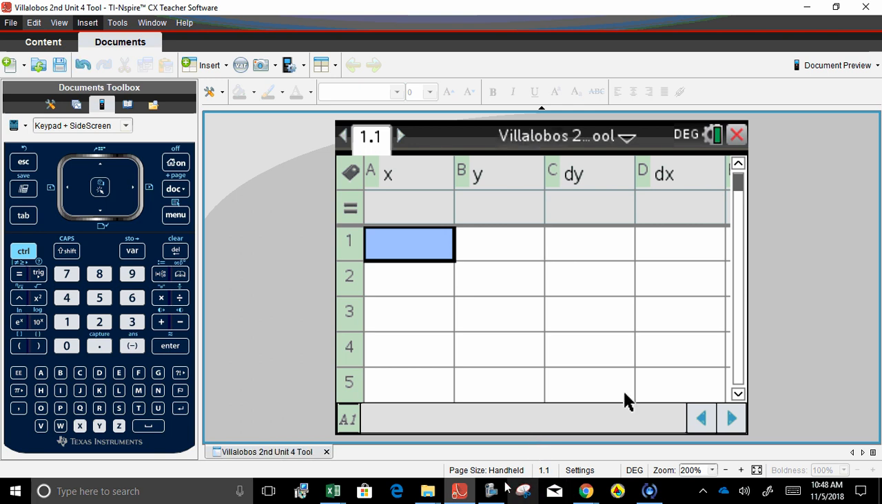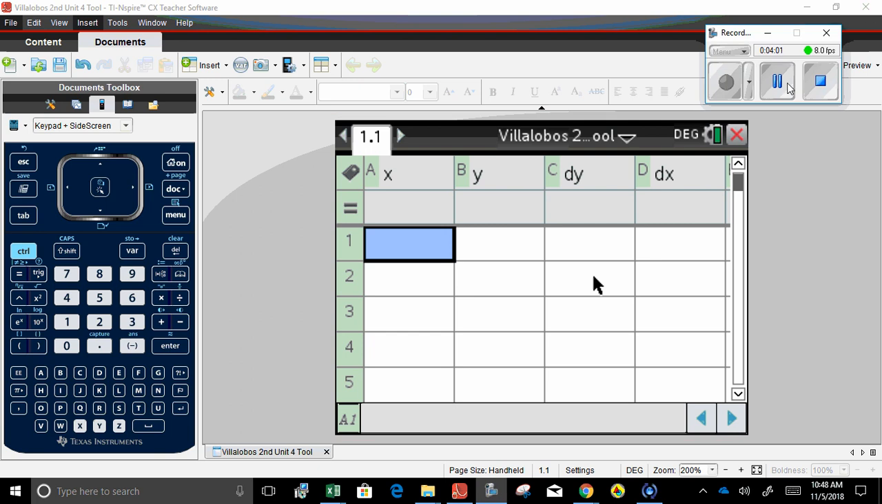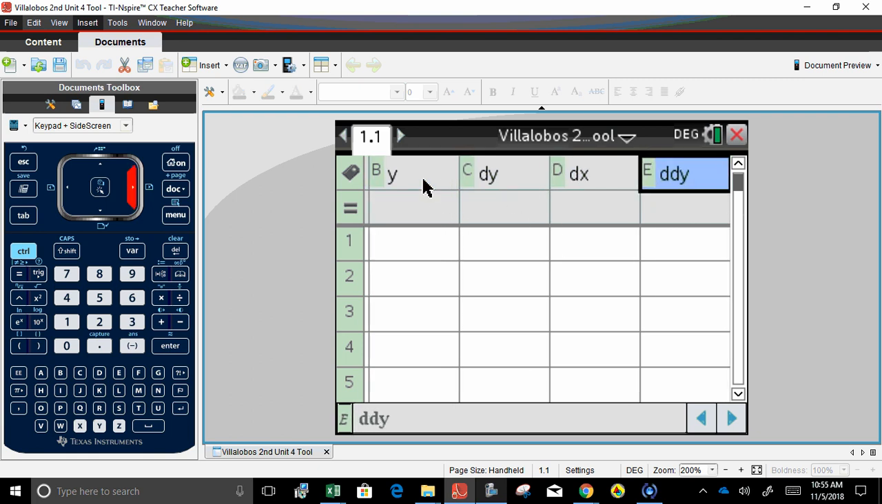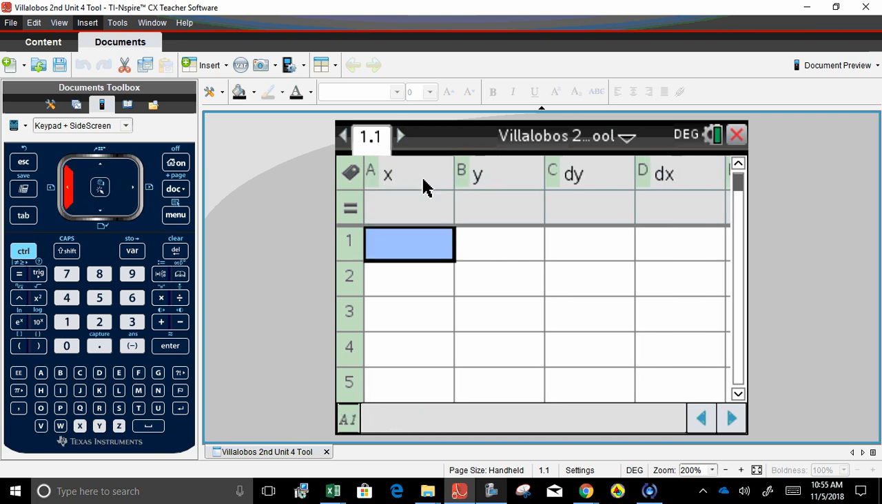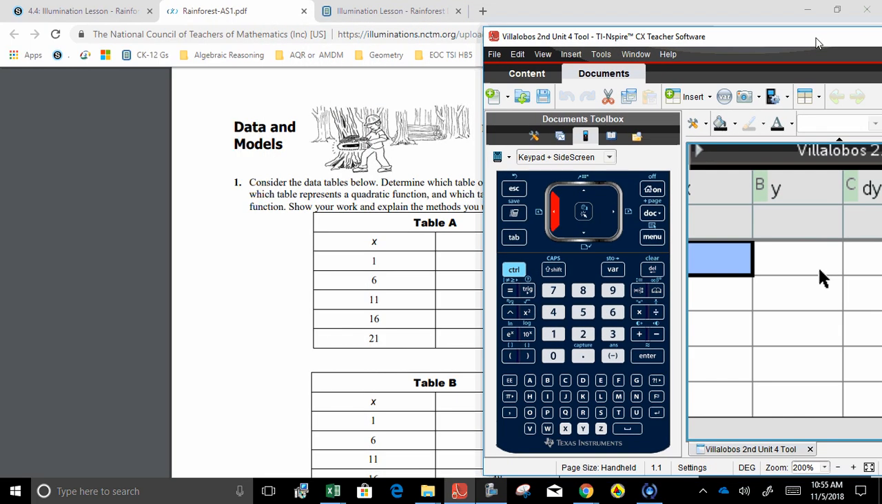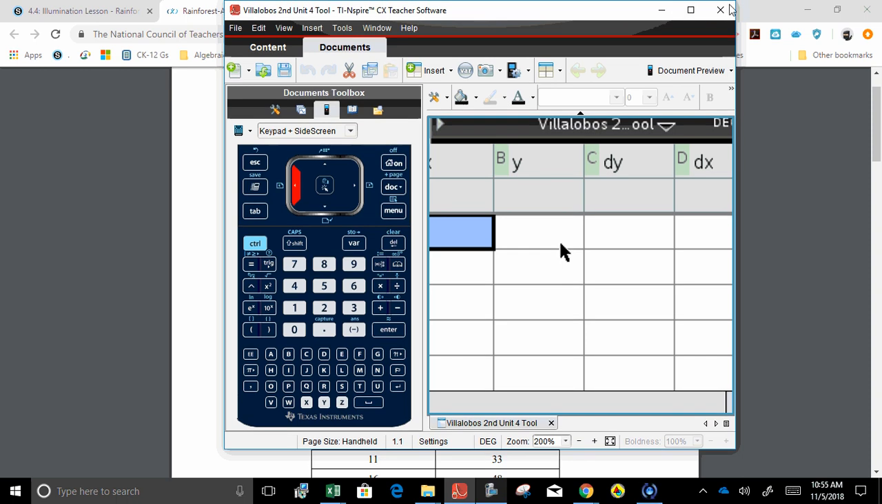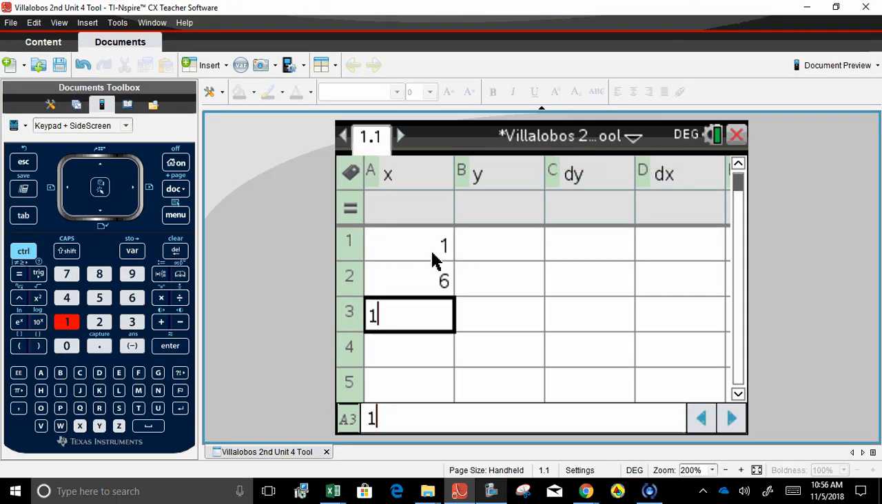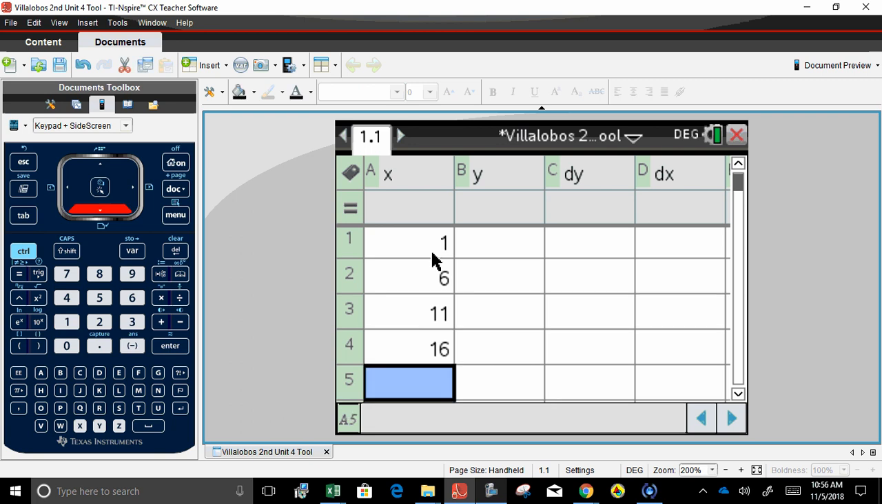Okay, hold on. Let me pause and discuss. Okay, so let's go pick up the data. We have our columns. Let's review x, y, dy, dx, ddy, and common ratio. So let's get some data here. We minimize this like so, and we pick up this data: 1, 6, 11, 16, and 21.